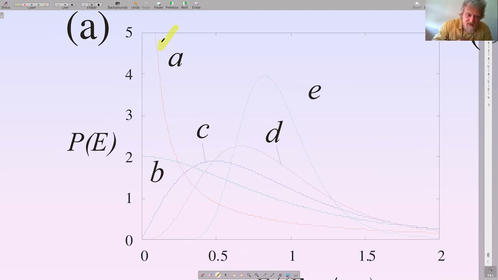Then the exponent changes. So for curve B, the exponent is 0. It's not negative anymore. It's 0. Then it becomes 1. For curve D, it's 2. For curve E, well, I believe it's like 20. So there are sharp exponents, which means that P of E is almost 0. Right? The integral of P of E must be 1. That's, for instance, for curve E. That amounts to a peak like this.